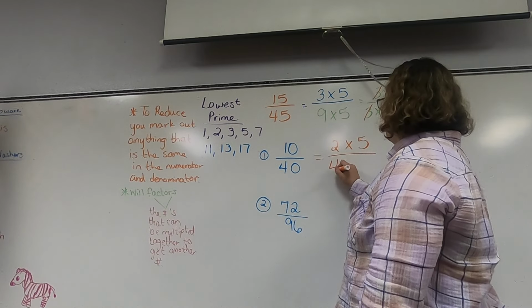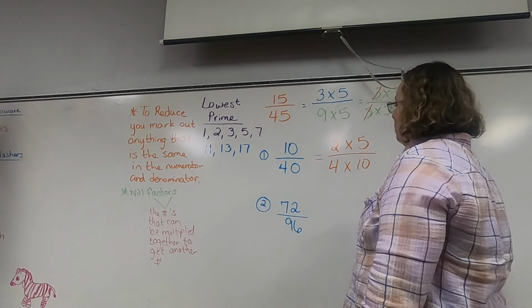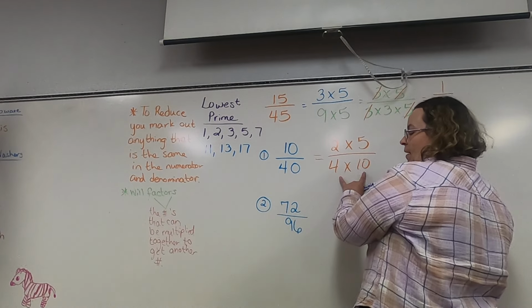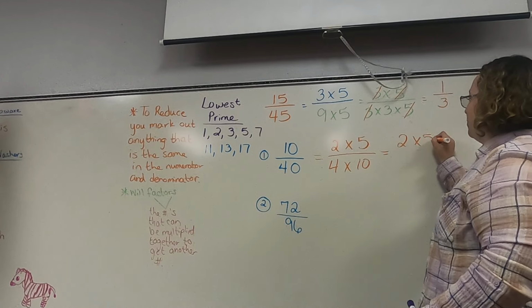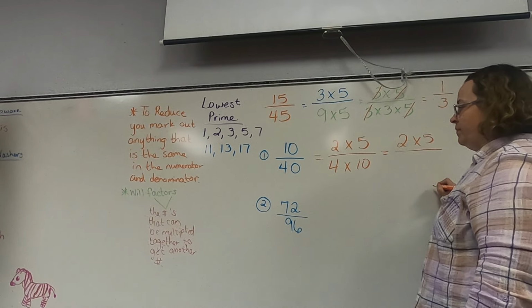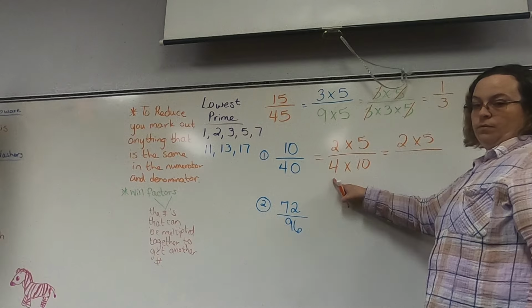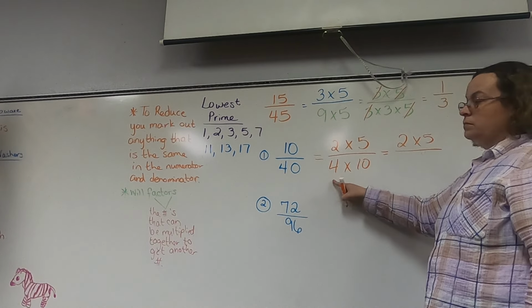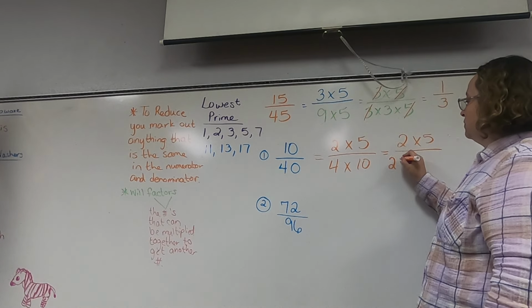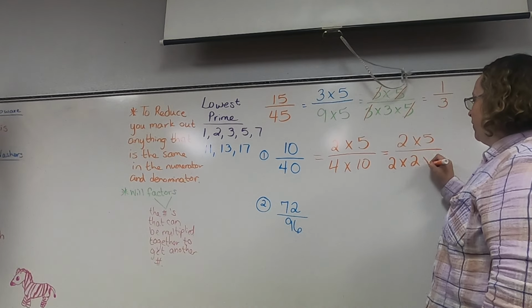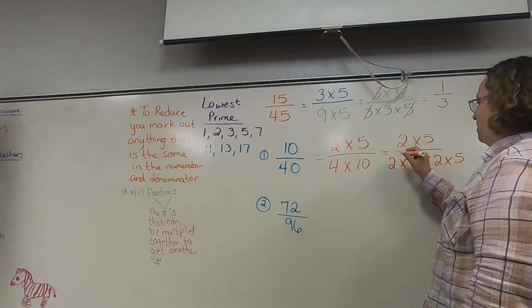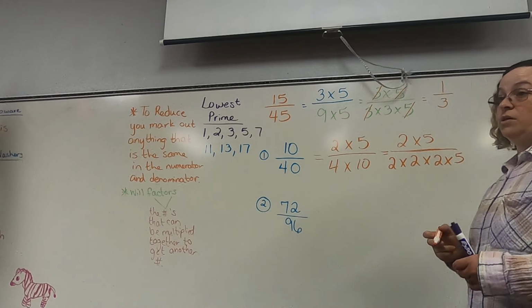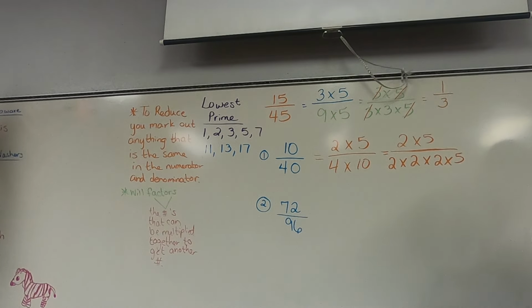40 is 4 times 10. Now, neither one of these are prime, so I'm going to have to break them down again. So I'm going to bring the 2 times 5 with me. What is 4 broken down? 2 times 2, and we already know 10. It's 2 times 5. I did 20. That's fine. You still should end up with the same thing at the end.